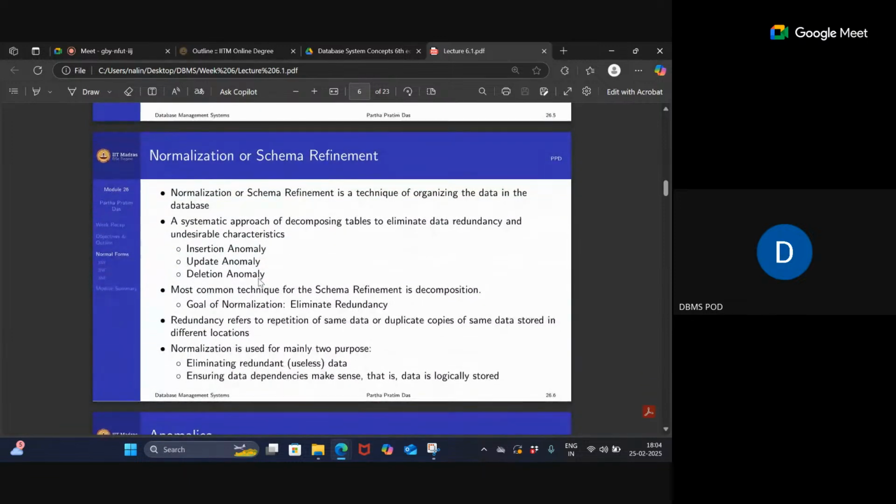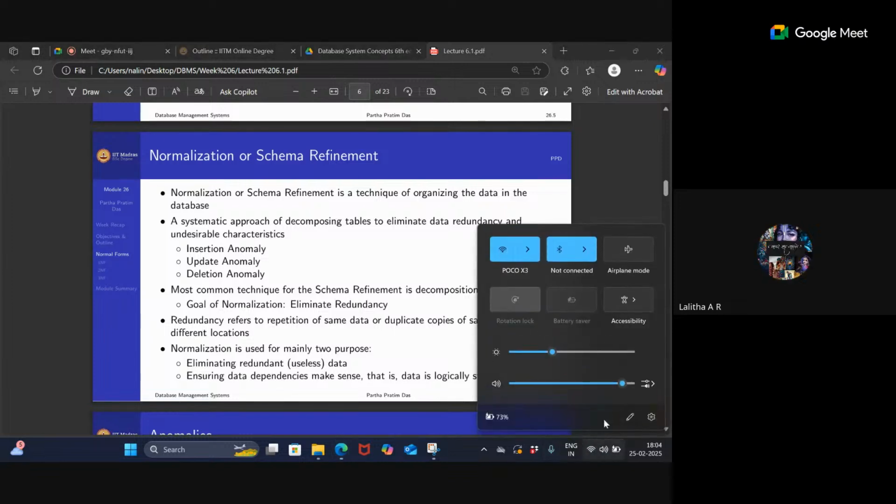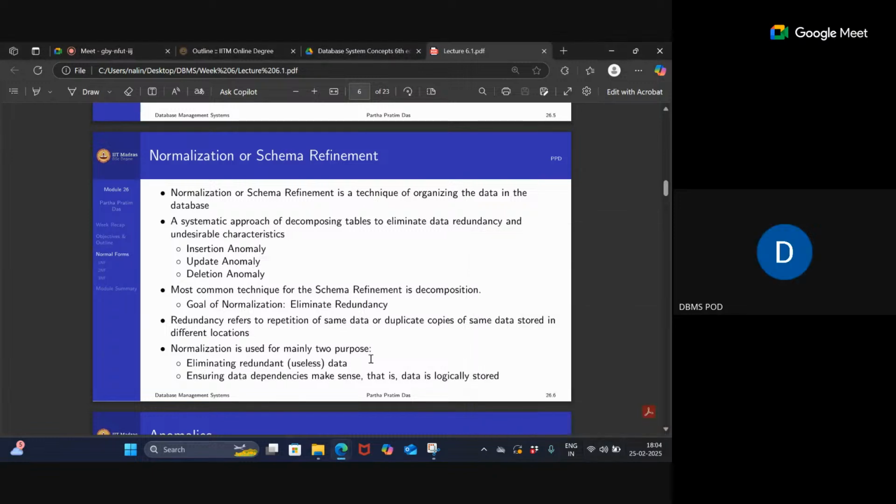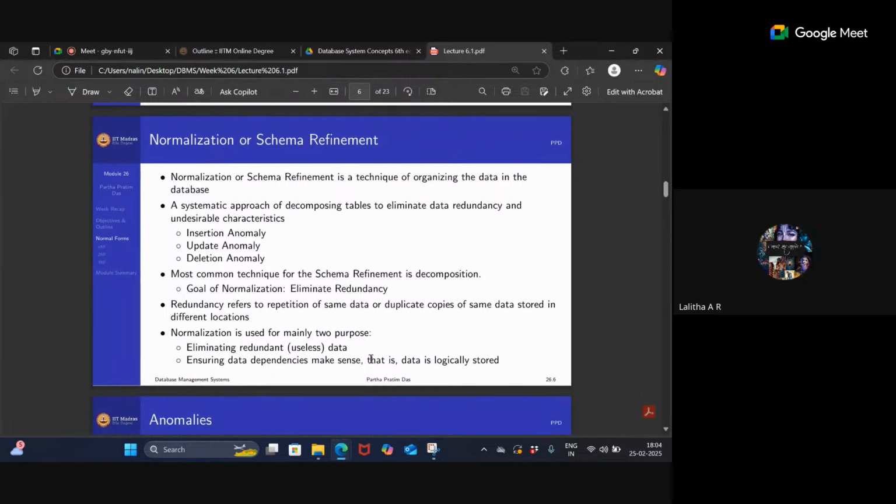So coming to what is normalization and schema refinement. My voice is clear, right? Is it audible properly or is it a bit low? Yes, ma'am, it's audible. My screen is coming right? It is visible. Yes, ma'am. Okay, so let us start.